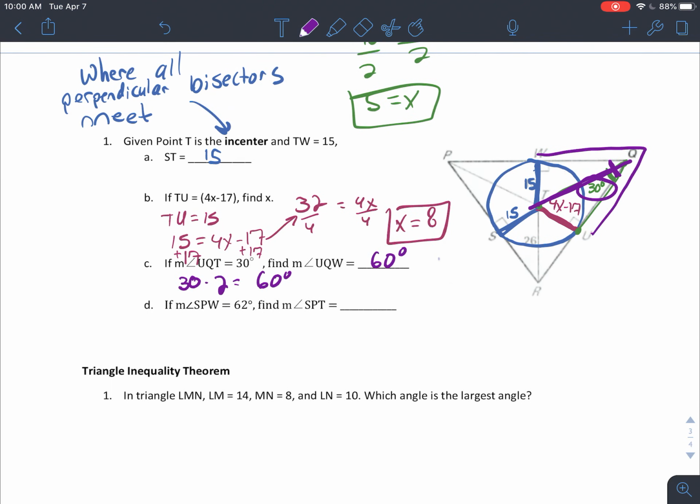If the measure of angle SPW is equal to 62 degrees, find the measure of angle SPT, right? So SPW, let's find that one. We're on the other side of the triangle. S to P to W. This angle right here is 62 degrees.